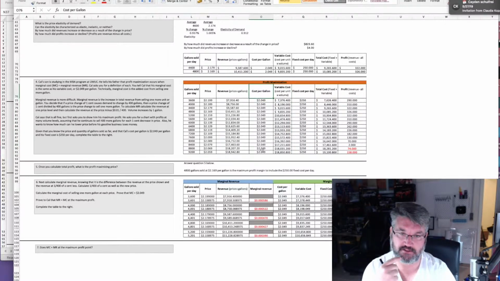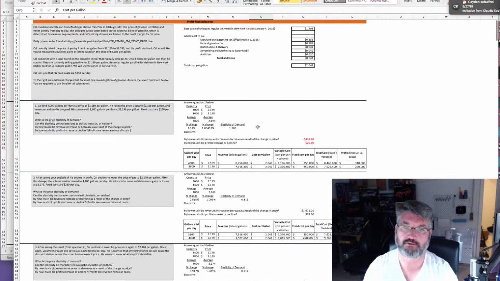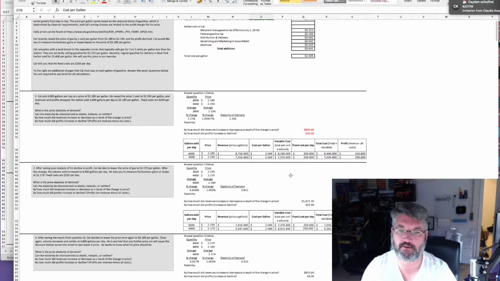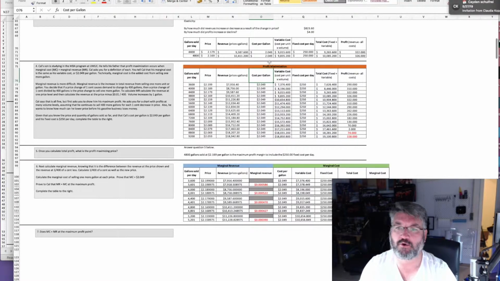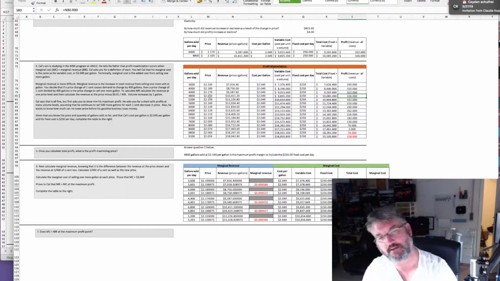The cost per gallon is fixed as well because it comes from the given values up here, the total cost per gallon. Once that calculates out, these calculations are the same ones that are here, and it shows you all the different costs and the revenue. So you just look through here and find which cell has the most profit, which was 310, which was this one. I'm sorry, it was 326. So it was 4,800 gallons at $2.69 that was the maximum profit.